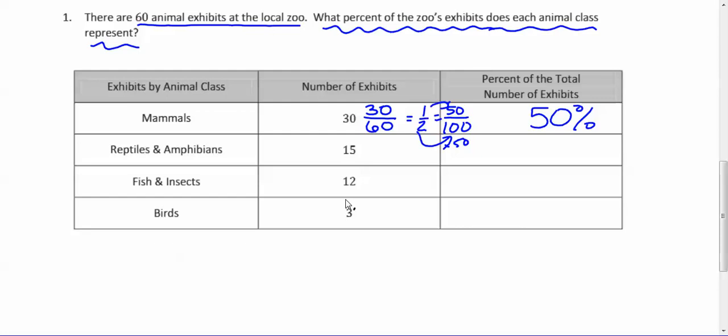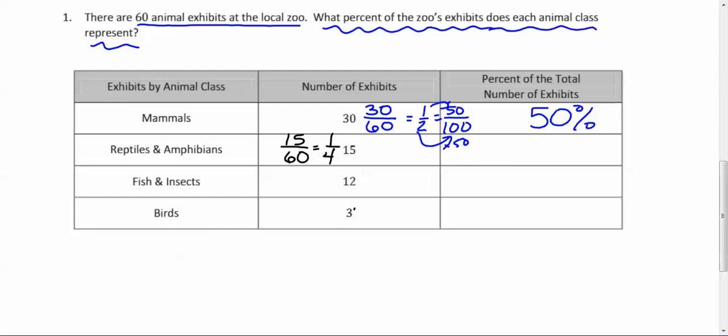Reptiles and amphibians, 15 out of a total of 60. Does anyone know what that simplifies to? What are they both divisible by, first of all? We can go bigger than 5. Tori. You can go bigger. 15. 15, yep. So if we divide 15 by 15, we're going to get 1. If we divide 60 by 15, we're going to get 4.